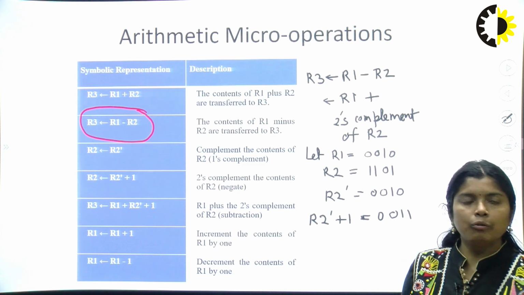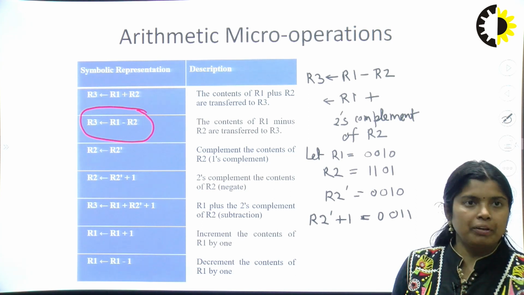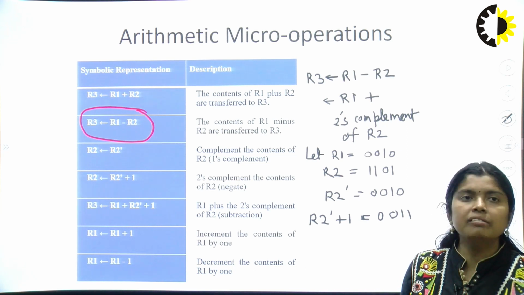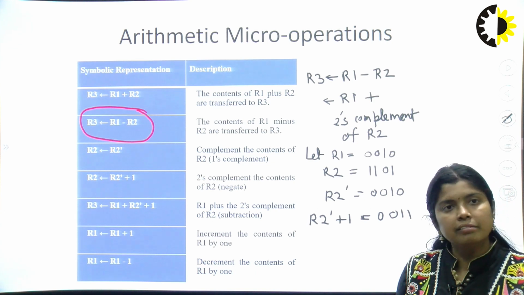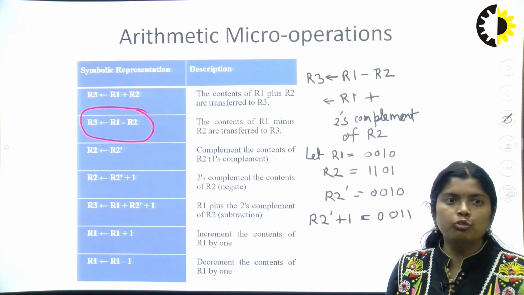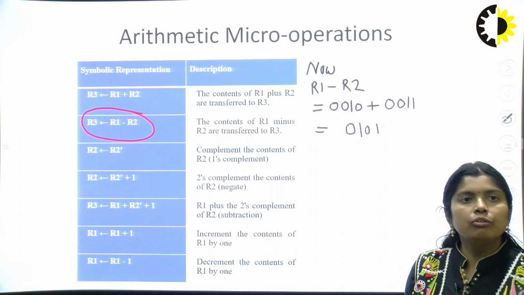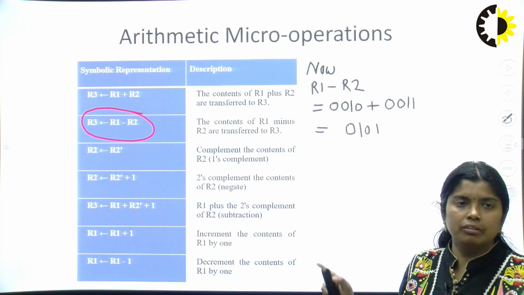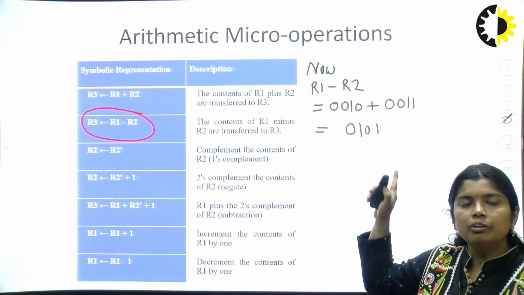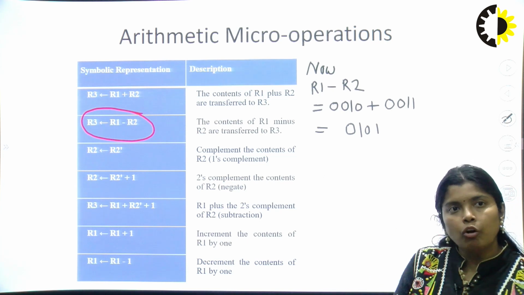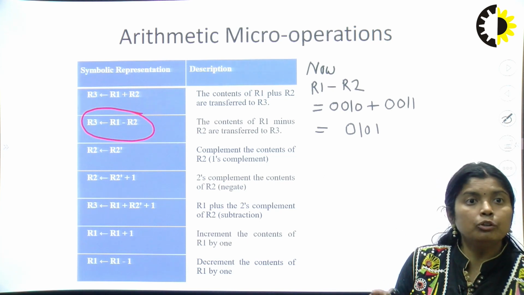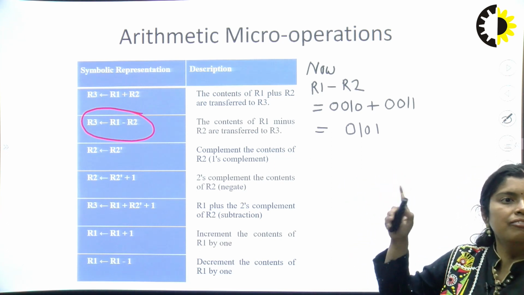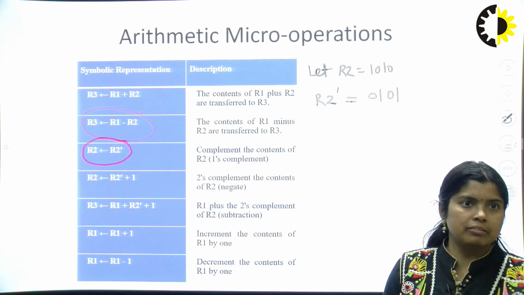So when we perform the subtract operation, R1 minus R2, the first register value is taken as it is, and for the second register the 2's complement value is considered. In this example, R1 is 0010, and for R2 we take the 2's complement of R2, that is 0011, and the resultant 0101 will be stored in the R3 register.